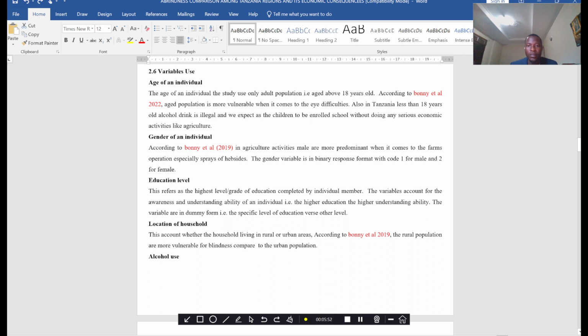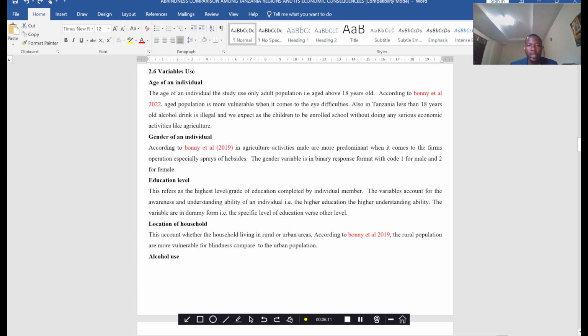This is the highest level of education. This variable accounts for the awareness or understanding ability of an individual. We also have the location of the household, either urban or rural.